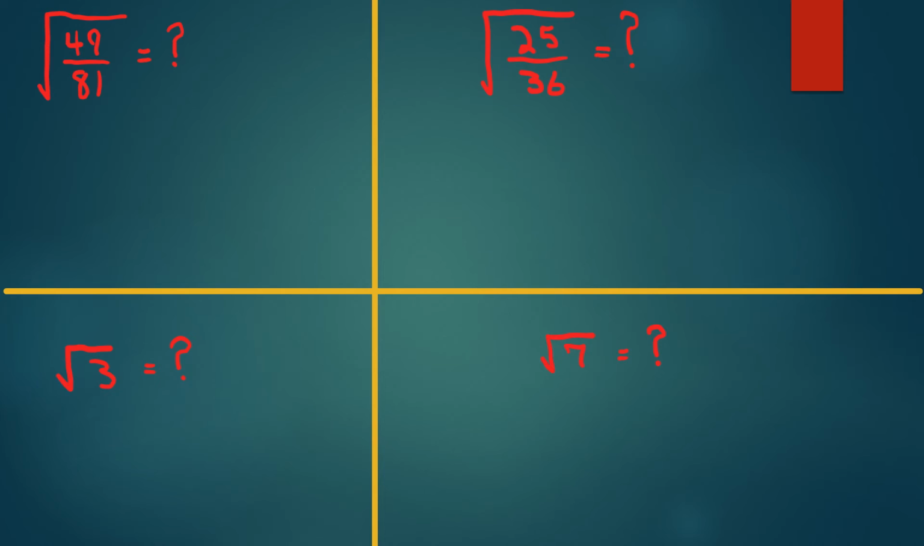So we have here the square root over a fraction, 49 over 81. So here's how we can do this. Since the square root is covering that whole fraction, how about we apply a square root to the numerator and a square root to the denominator. 7 times 7 equals 49, right? So the square root of 49 is equal to 7. 9 times 9 equals 81. So the square root of 81 equals 9.